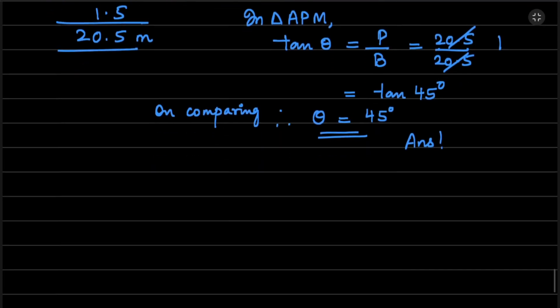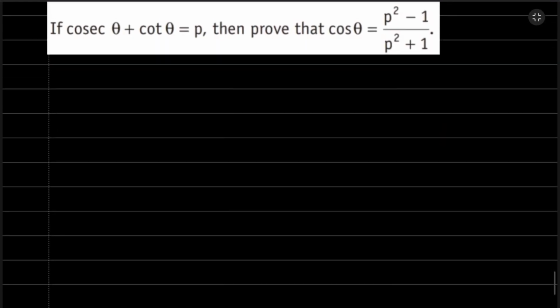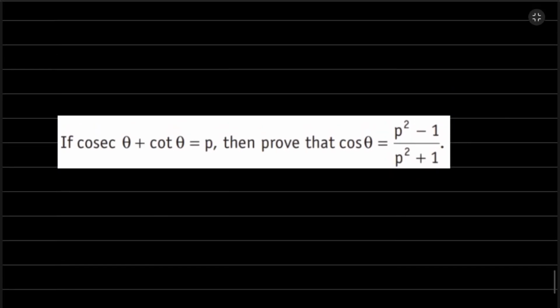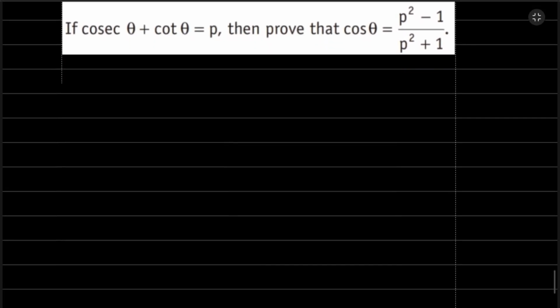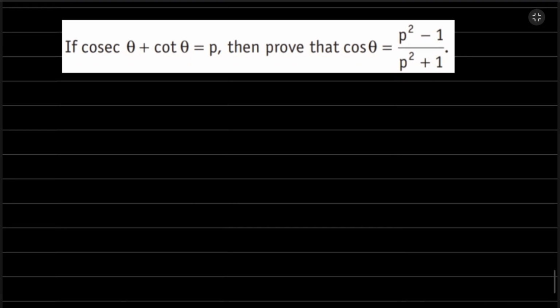Okay. Let's do another question. This is also a very important question. So let's do it. If cosecant theta plus cot theta equals p, then prove that cos theta equals p square minus 1 divided by p square plus 1. Okay, so let's take our LHS.